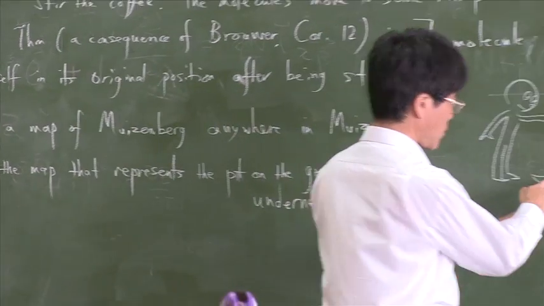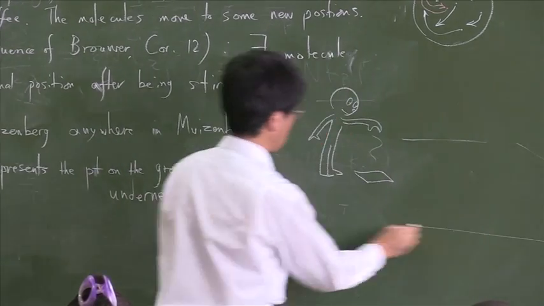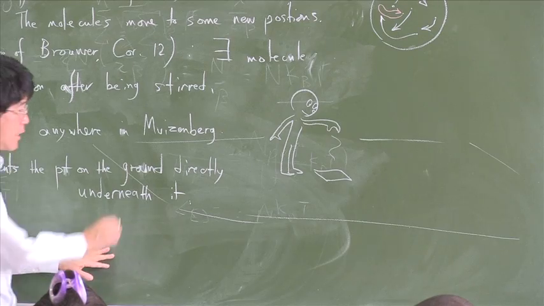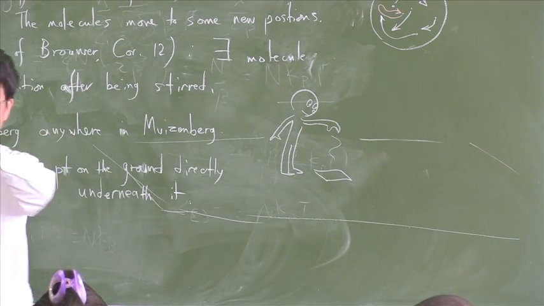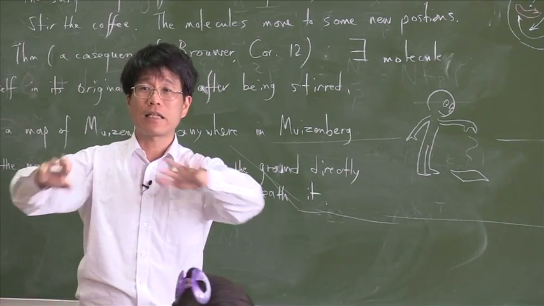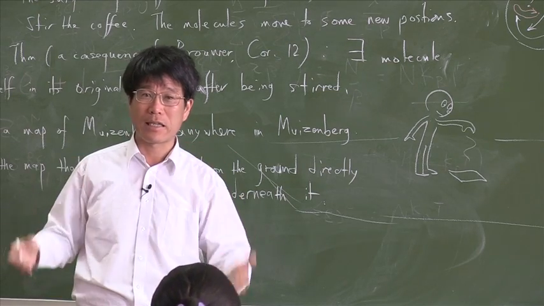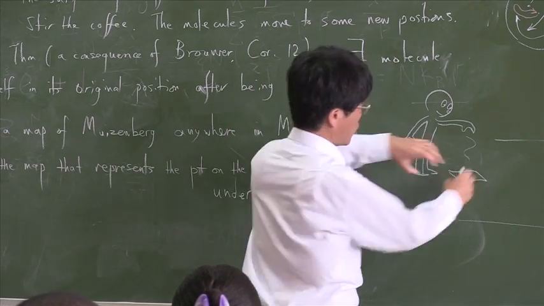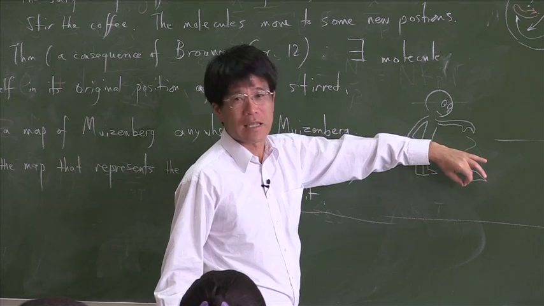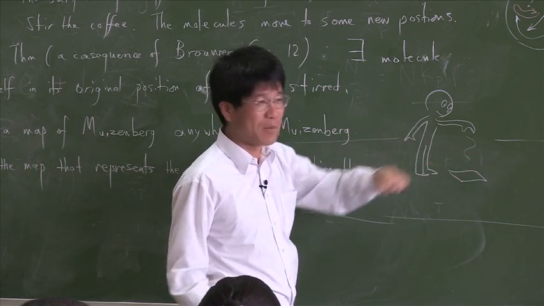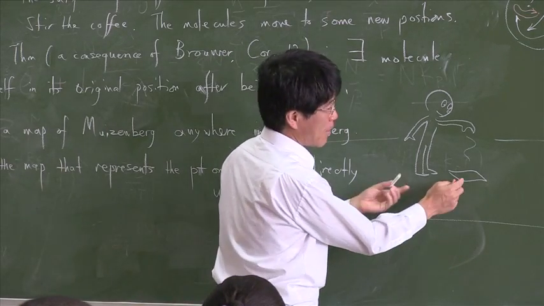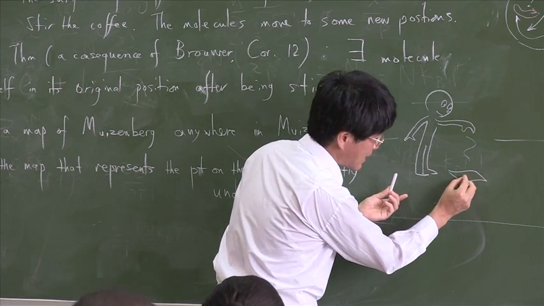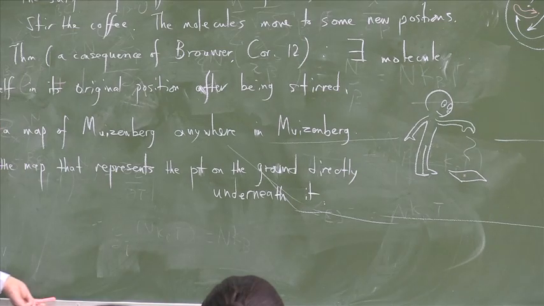This is because this is the map of Muizenberg, and let's say, although it's very small, this is the actual Muizenberg. Now, the actual Muizenberg might be a complicated shape, but that shape is homeomorphic to a disk. So, we have a mapping from a disk to inside itself. By Brouwer, there must be a fixed point. But fixed point means that there must be a point which did not move, which means that the point on the map is exactly above the point that it represents on the ground.